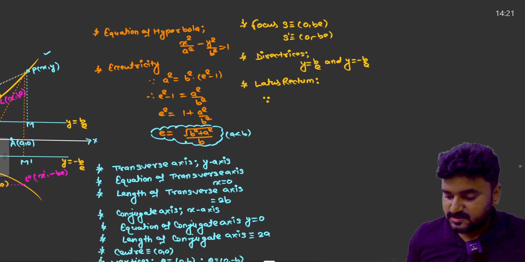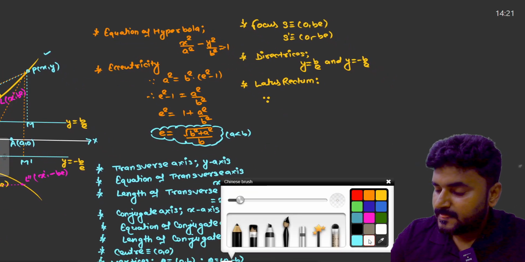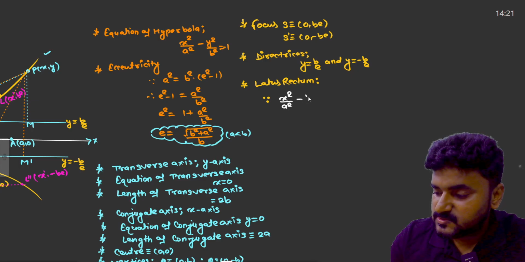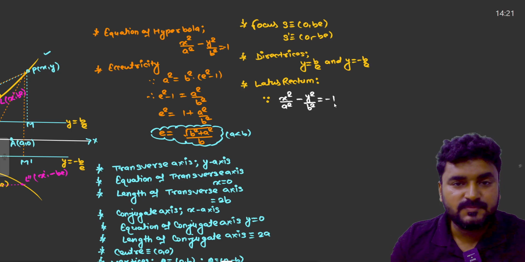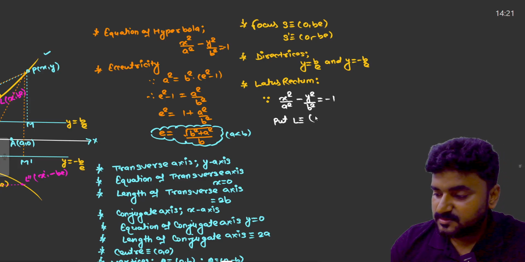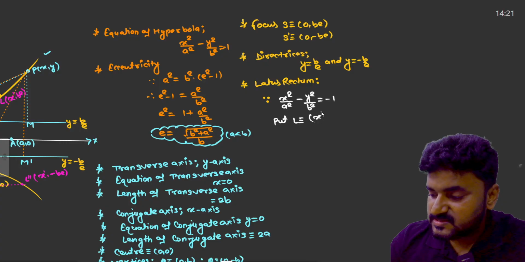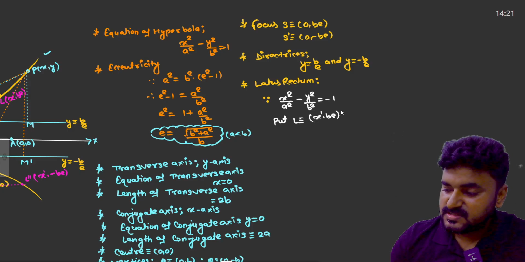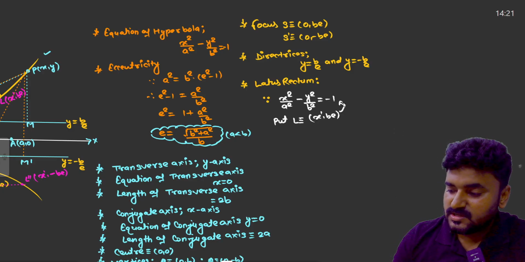For the latus rectum of the hyperbola, you know the equation of the hyperbola is x square by a square minus y square by b square is equals to minus 1. Okay, so here we can put L. So this L is coming, what L coming? x dash comma b. So I will put this x dash comma b in the equation of the hyperbola.